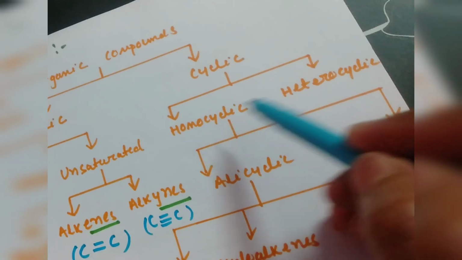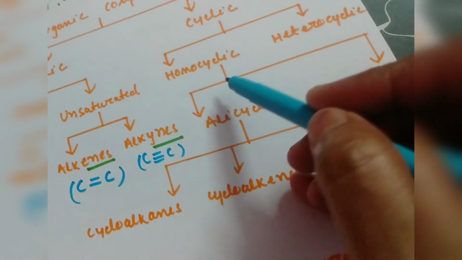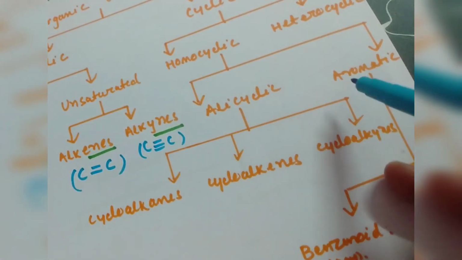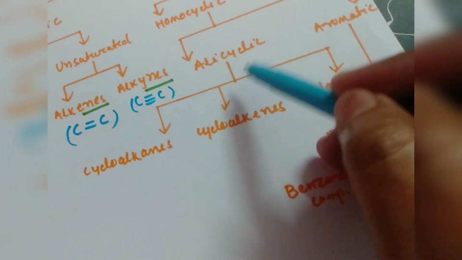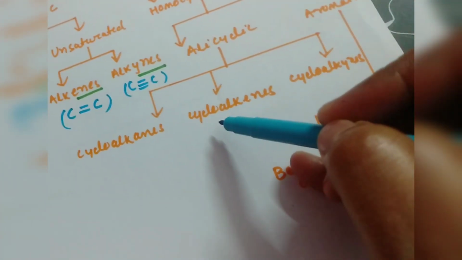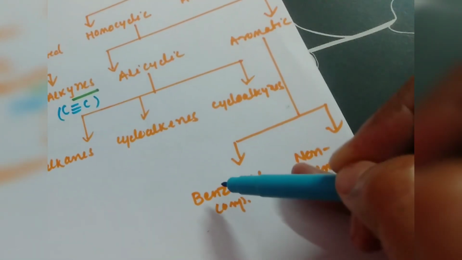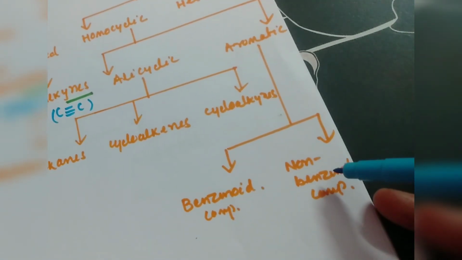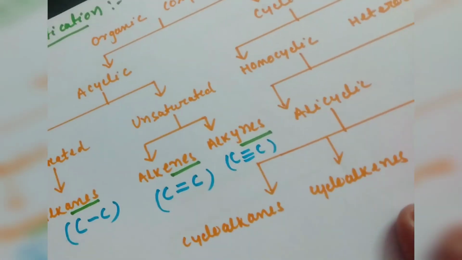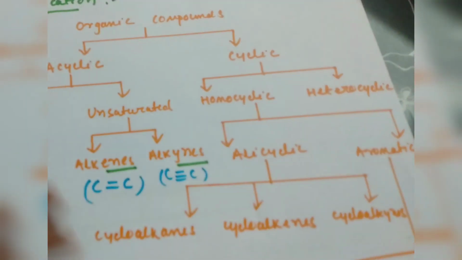Okay. Similarly, cyclic compounds are divided into 2 types. One is homocyclic, another one is heterocyclic. And homocyclic is again divided into 2 types, alicyclic and aromatic. Alicyclic means cycloalkanes, cycloalkenes or cycloalkynes. Similarly, aromatic can be divided into benzenoid compounds and non-benzenoid compounds. Now we will discuss all these compounds by taking some examples.